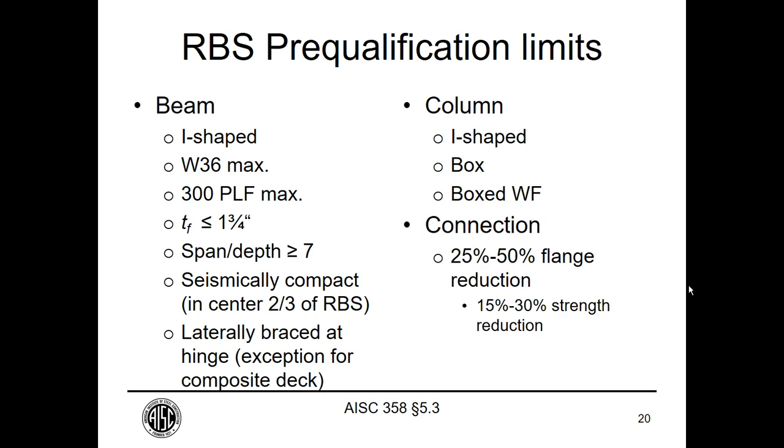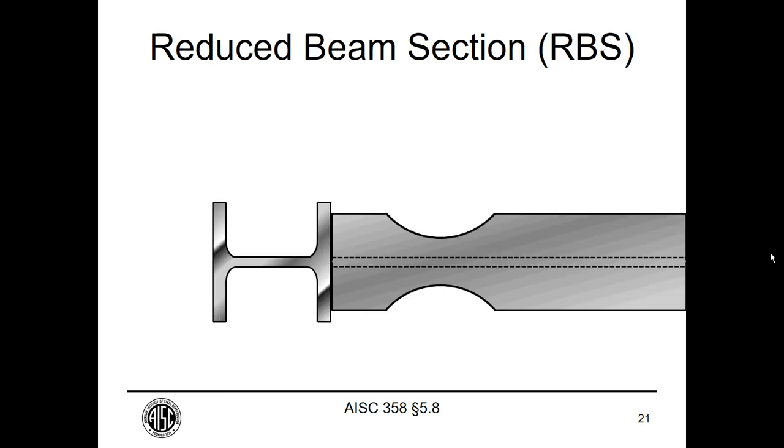The connection, the reduction can be 25 to 50% of the flange width, and that has an effect of reducing the flexural strength of the beam about 15 to 30%, because obviously we're not reducing the web, and the web does participate significantly in that flexural strength. There are also dimensional limits that we have on the connection, as we'll see in a few slides.